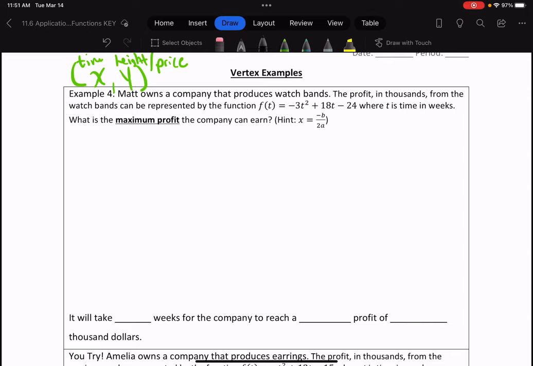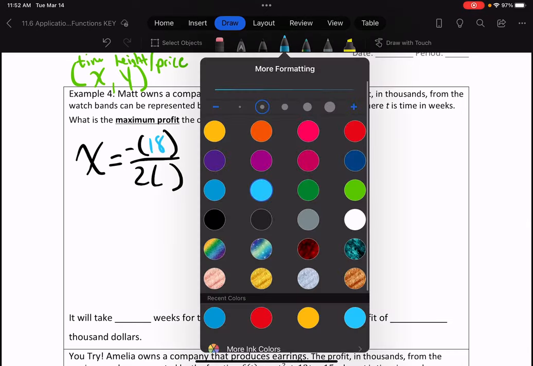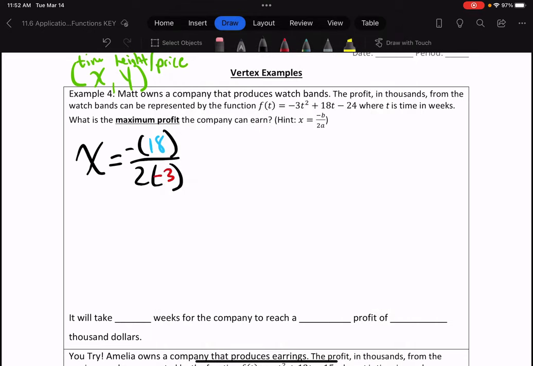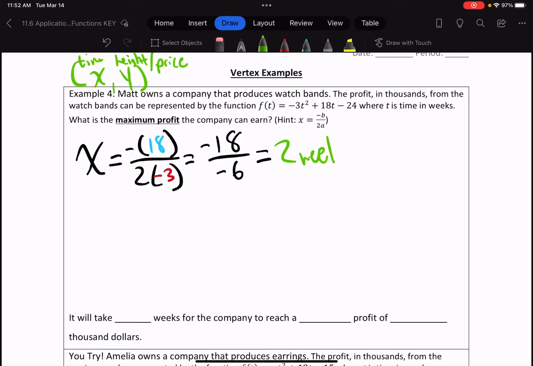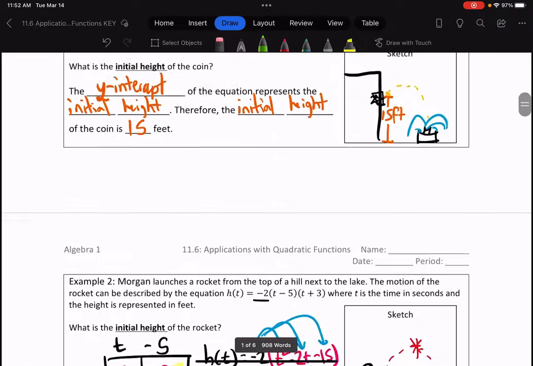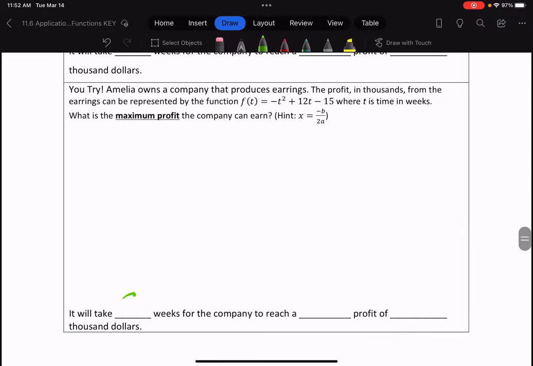So I'm going to go to that method, and I'm going to say that the x value is equal to negative b over 2a, where b is 18 and a is negative 3. This gives me negative 18 divided by negative 6. So I know that the amount of weeks that are going to pass will equal 2 weeks, because this is a time. So anytime I'm looking for x, I'm looking for a time. So it's going to take 2 weeks for the company to reach.